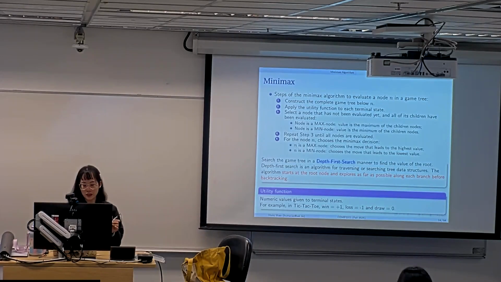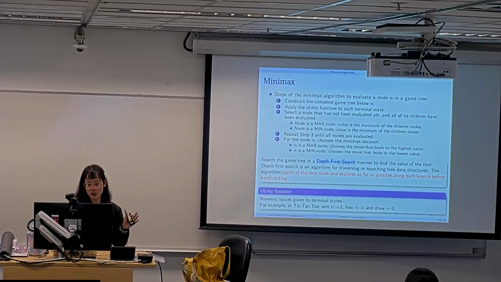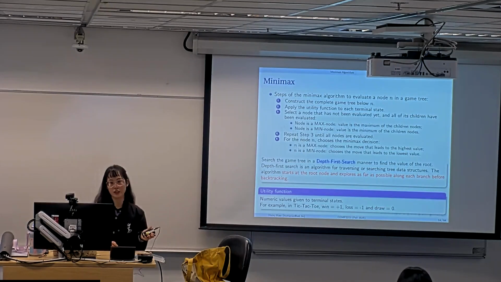But if it's a min node, that means now it's the min player's move. The min player wants to minimize the score, so the min player will take the minimum of its children nodes. So we evaluate a node depending on these rules. And we will repeat this step 3 until all nodes are evaluated.